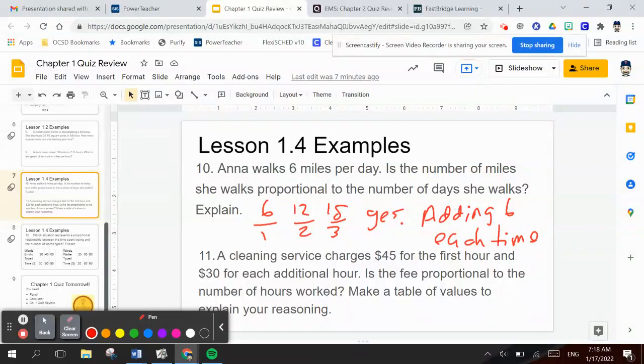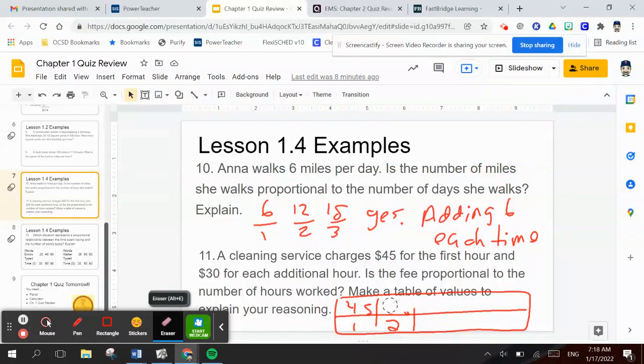Number 11 says a cleaning service charges $45 for the first hour and $30 for each additional hour. Is the fee proportional to the number of hours worked? Make a table of values explaining your reasoning. So if we make a table, I would have, for 1 hour, it would be 45. For the second hour, it would be 45. It would be $30 after that. Oops, sorry, erase that.